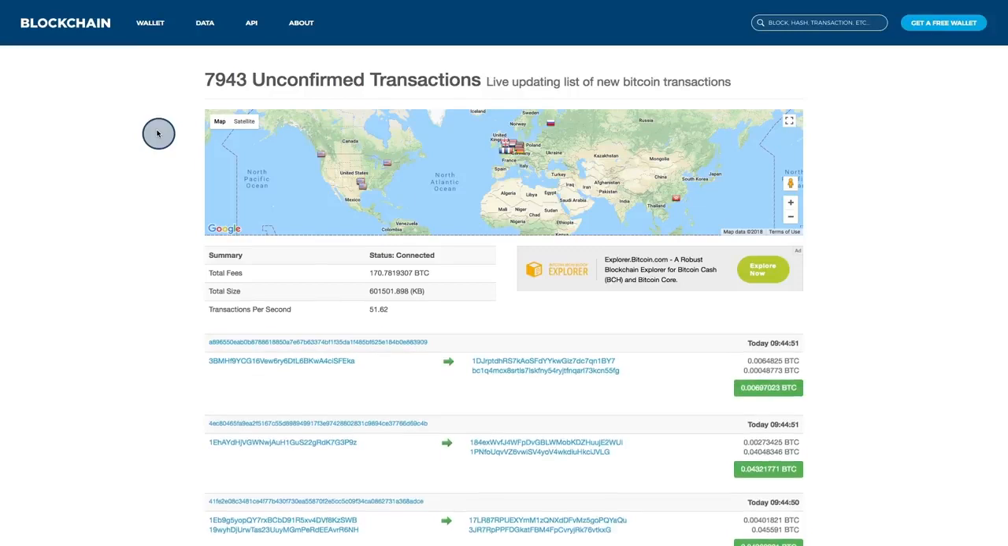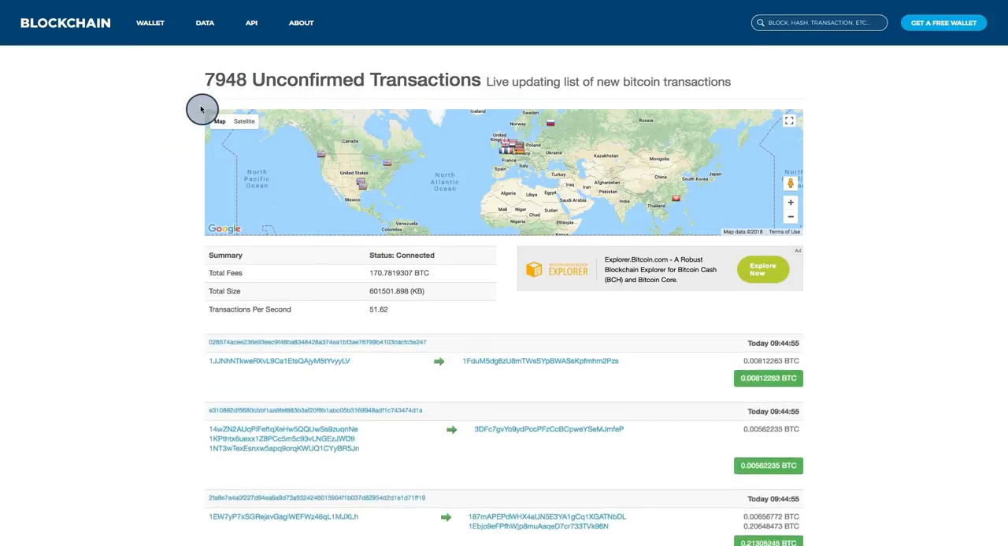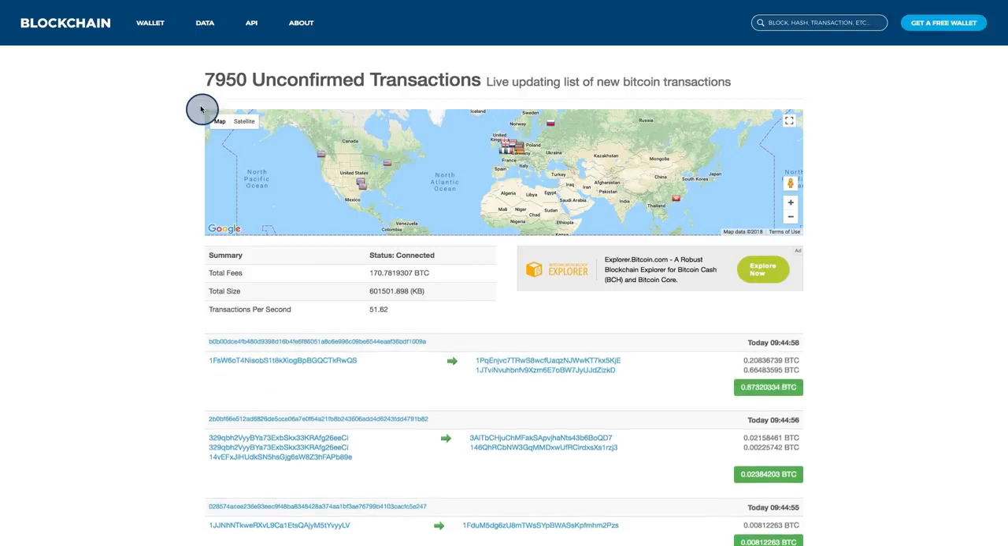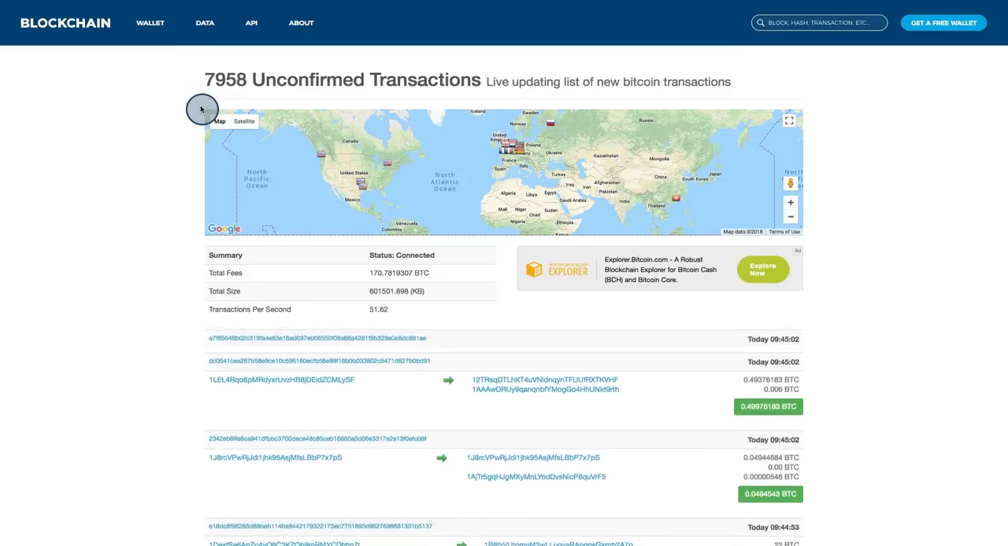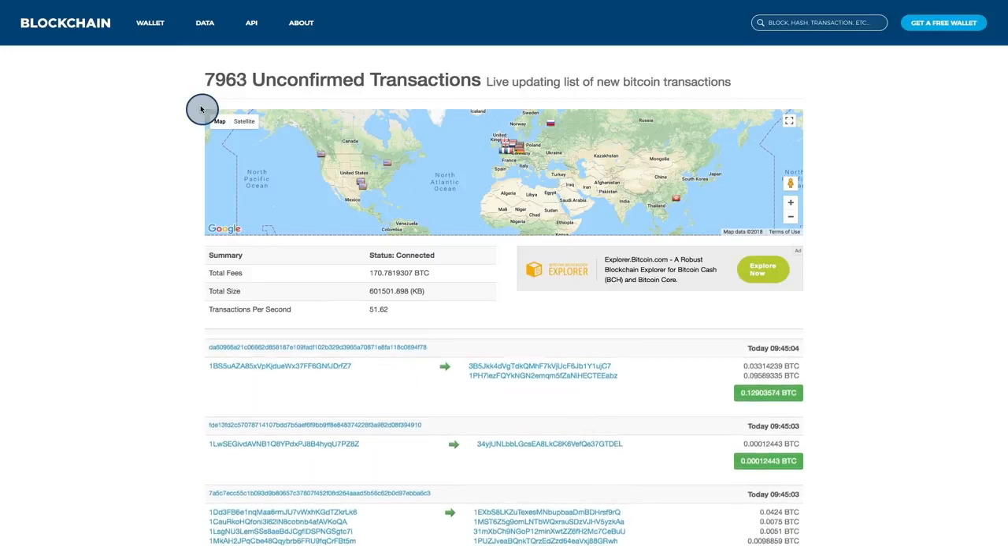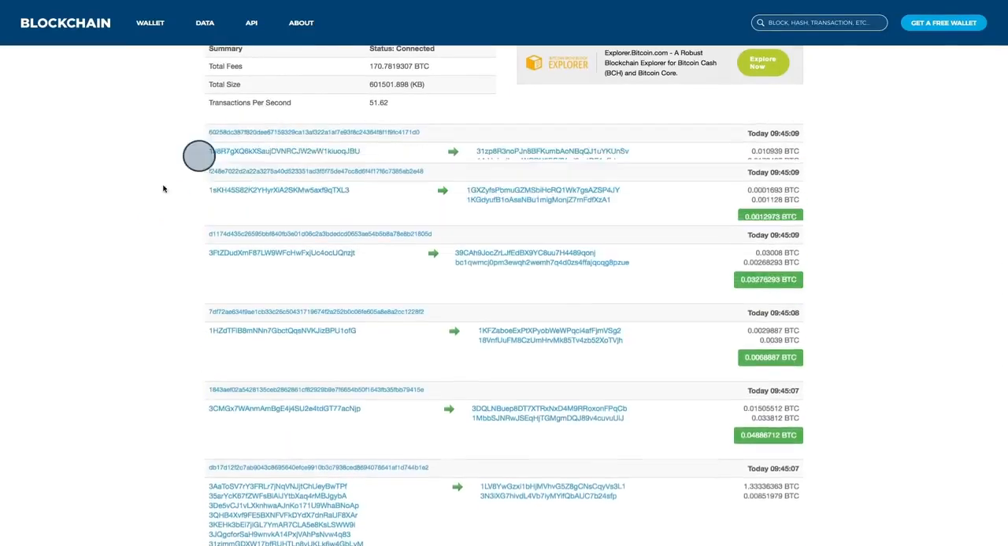Now, at the time of this recording, there's about 7,900 unconfirmed transactions, all waiting patiently to be added to the blockchain. And can you guess where they're waiting? Well, if you answered in the memory pool, that's absolutely correct. So let's scroll down a little bit and we'll see a live feed of all the live transactions going on.